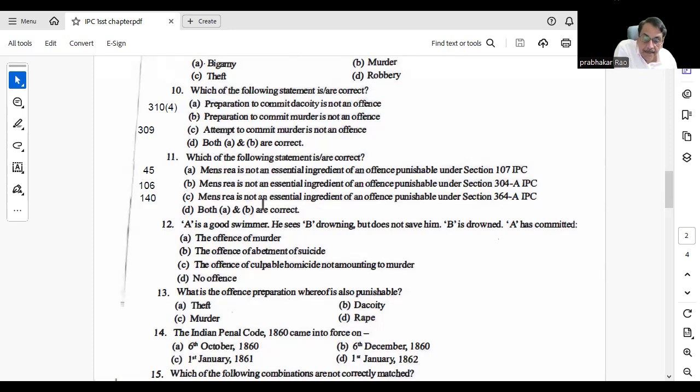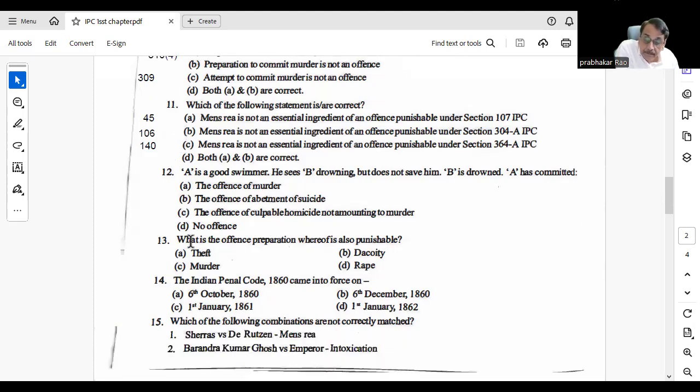Next. Mens rea is not an essential ingredient of an offense punishable under Section 364A IPC. That is 140. This is an abduction case. In the abduction case, I told you already, in certain cases, mens rea is not essential. But generally, in abduction cases, mens rea is an essential ingredient. That's why here the answer is B.